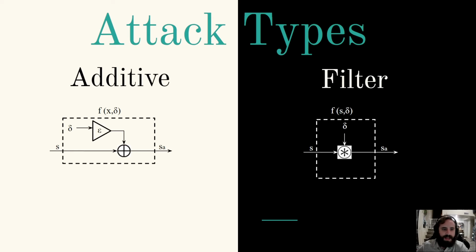There are two types of attacks that Alice is going to employ in this problem. There is the additive attack, where she just multiplies some perturbation delta by a small real constant epsilon to her signal to produce the adversarial example S sub A. And there is also the filtering attack, which we propose in this paper, which is where Alice will apply an adversarial filter as opposed to an adversarial perturbation to S to get the resulting signal S sub A.